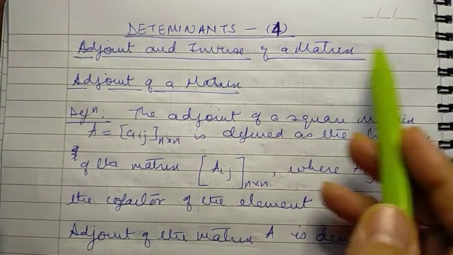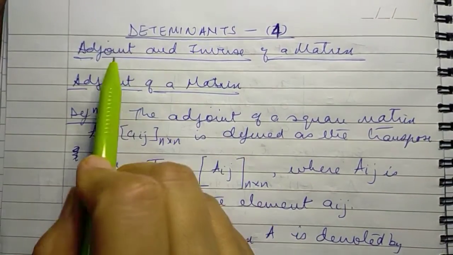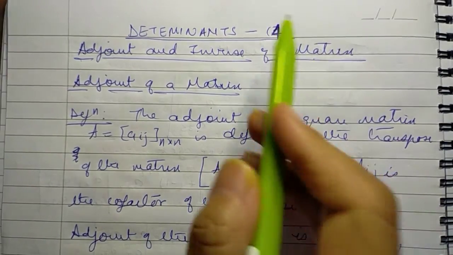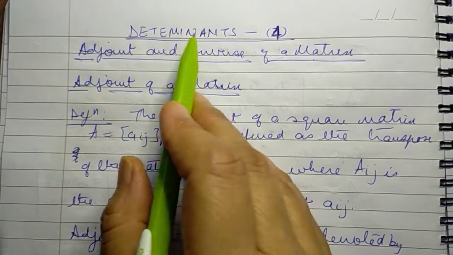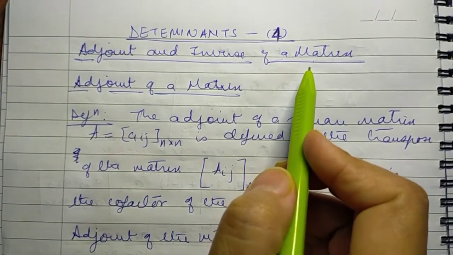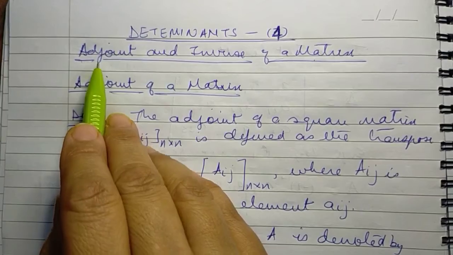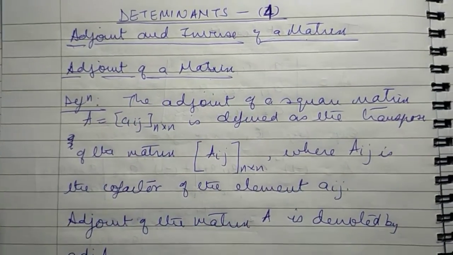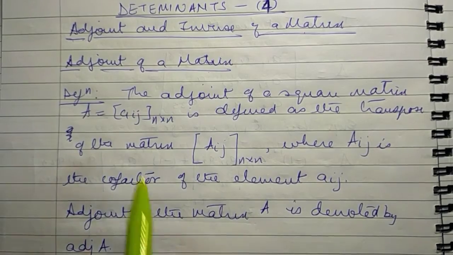Hello students, today we are going to discuss the next topic, that is adjoint and inverse of a matrix. That is determinants. Using the concept of determinants, we will be finding the inverse of a matrix, and for that we need the adjoint of a matrix. So let us first define the adjoint of a matrix.